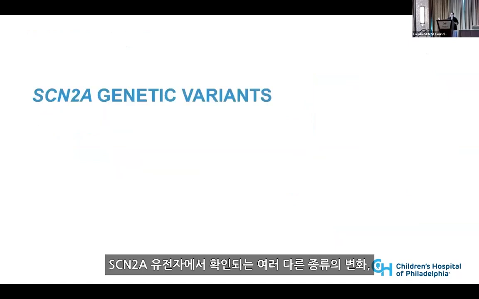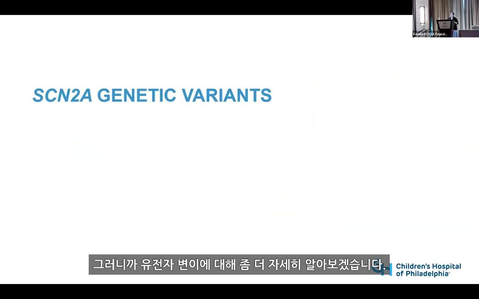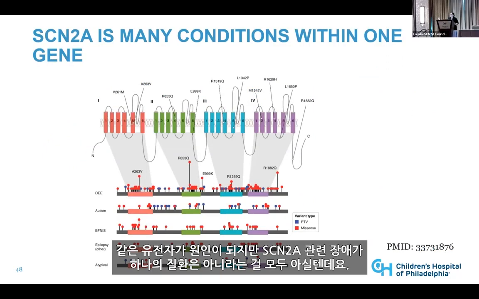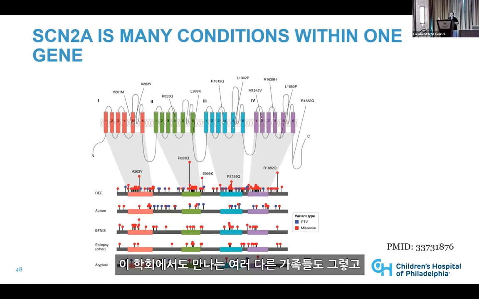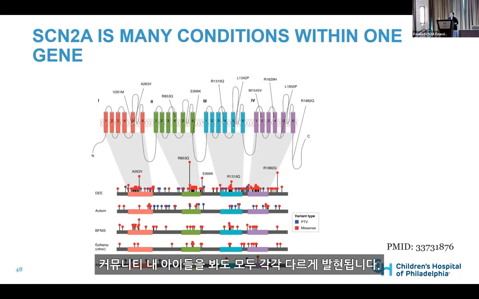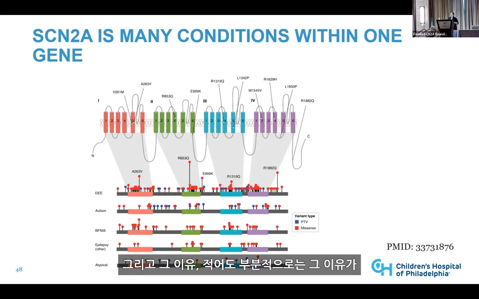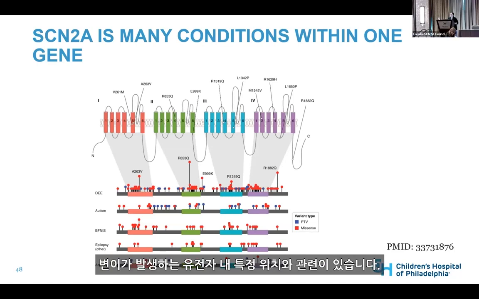So now, getting into more specifics about the different types of changes that are found in the SCN2A gene, called genetic variants. I think we can all appreciate that SCN2A is not one condition, even though it's all caused by the same gene. You'll meet many different families at this conference, and just throughout being in the community, you'll see each child has a unique presentation. Each child has a different set of symptoms. And part of the reason for this has to do with a particular spot in the gene where their change is present.